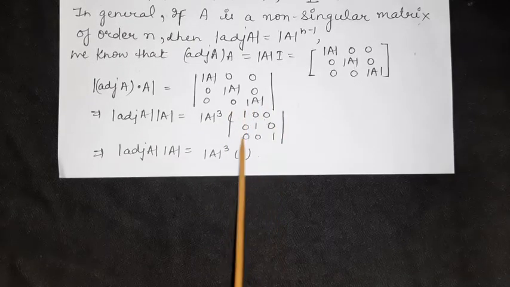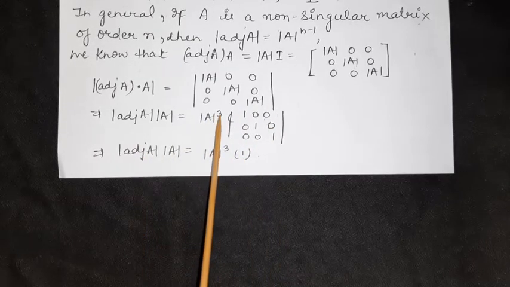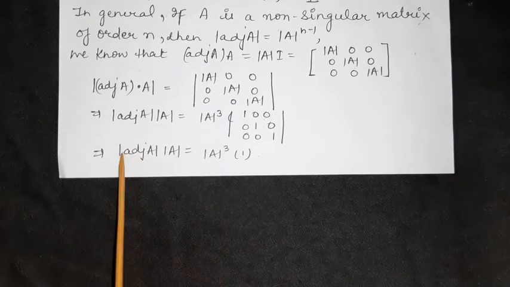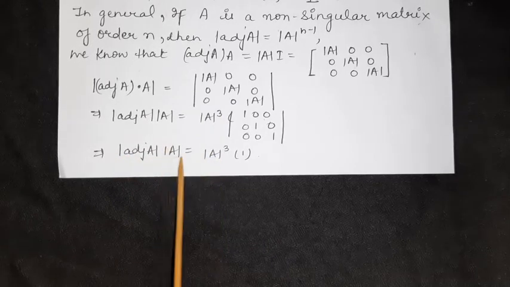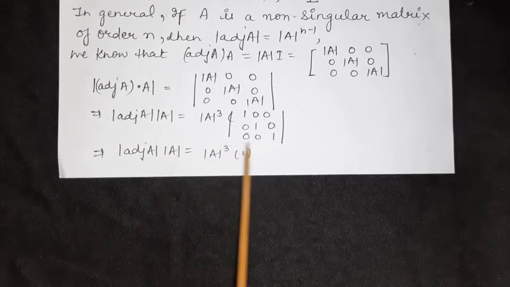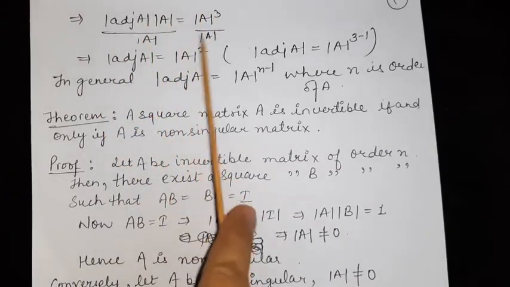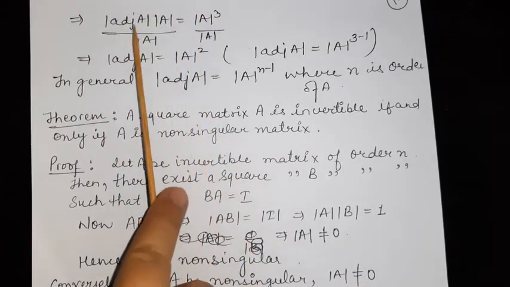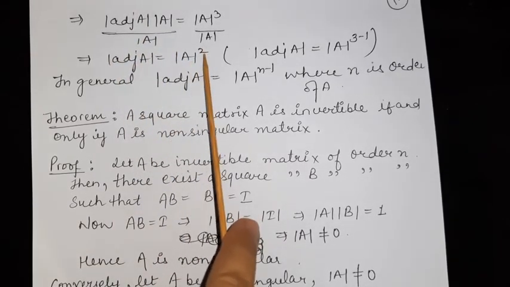So determinant of any identity matrix is 1 only, and this side determinant of A raised to the power 3, and this side adjoint A into determinant of A. Determinant of A is always a number, so we will divide both the sides with determinant of A. So dividing both the sides with determinant of A, this side will become determinant of adjoint A equals to determinant of A raised to the power 2.